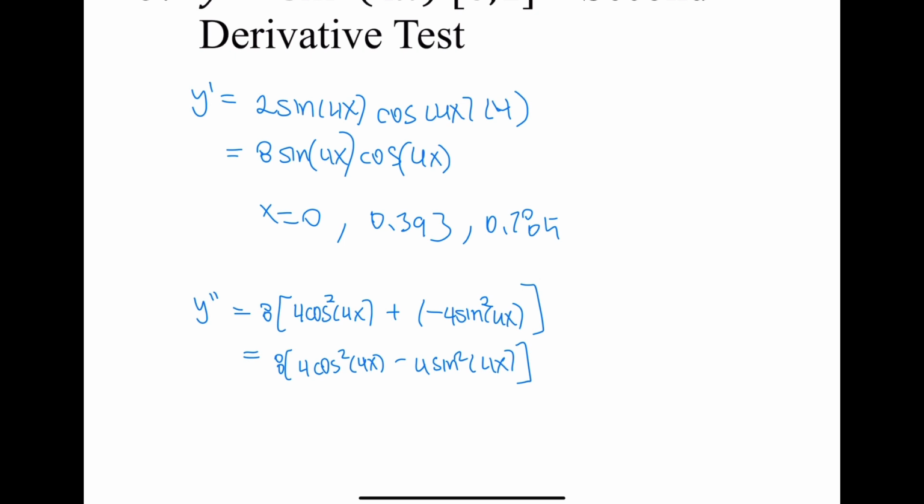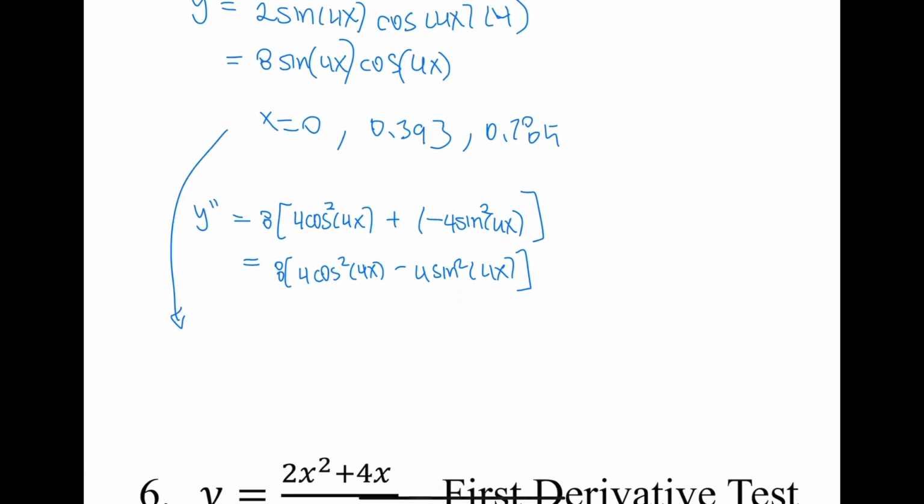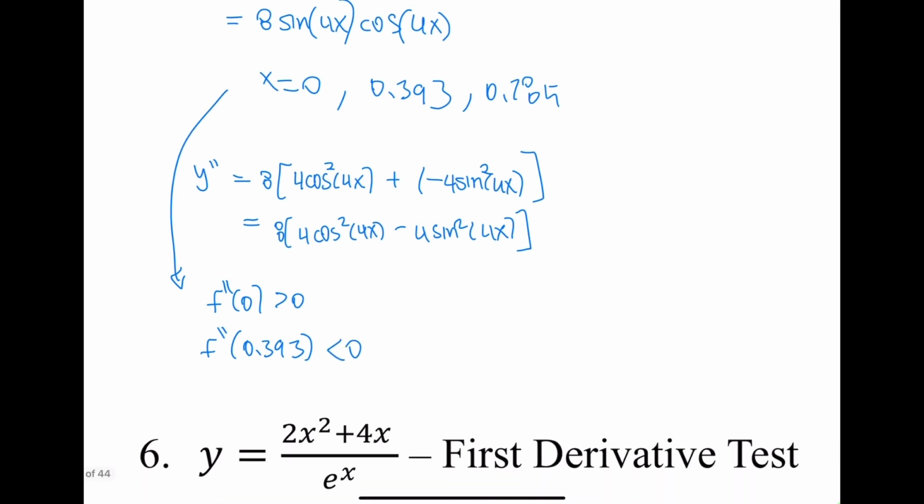So as you know, for x equals 0, f double prime at 0 is positive. Okay, and then f double prime at 0.393 is negative. And then for 0.785, that is going to be positive.